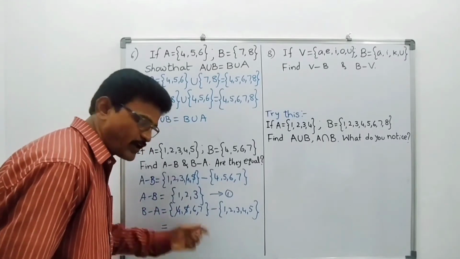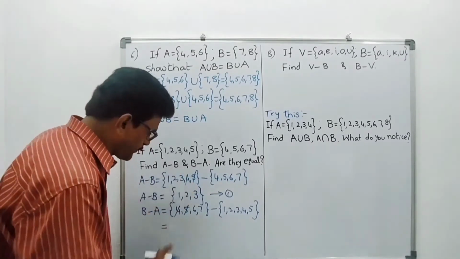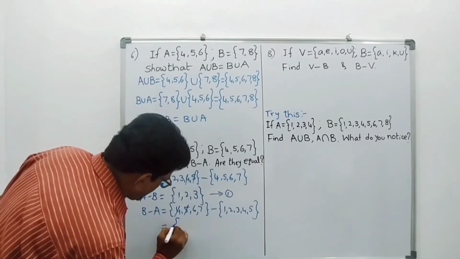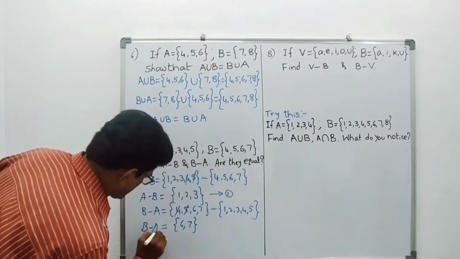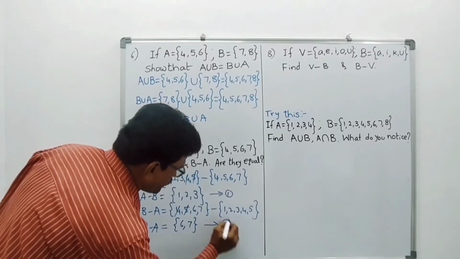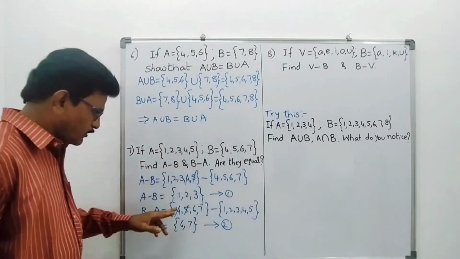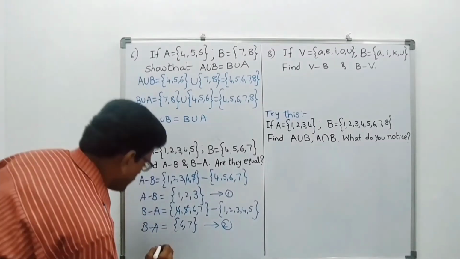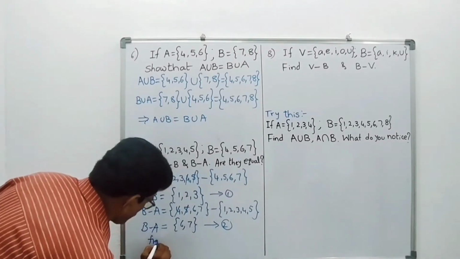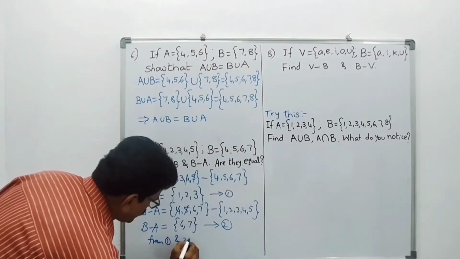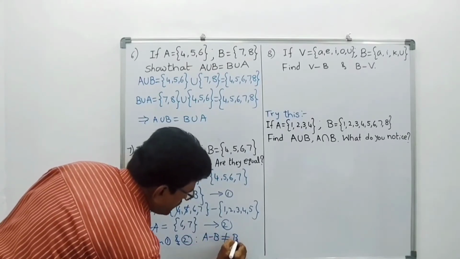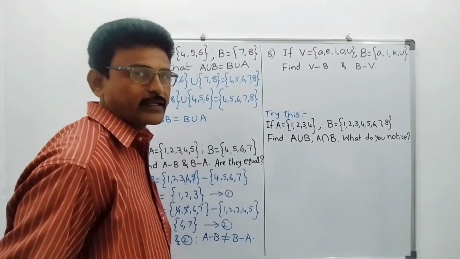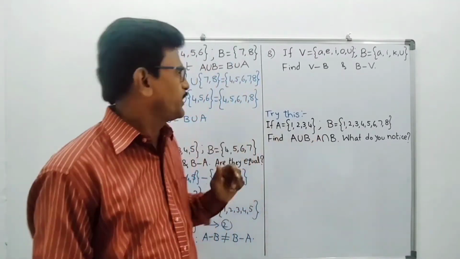From 4, 5, 6, 7, we have to cut the A intersection B part. That is 4, 5. Now the remaining elements are 6, 7. This is B minus A, equation 2. Now from 1 and 2, here 1, 2, 3 elements, here 6, 7 elements. So from equations 1 and 2, we can say A minus B is not equal to B minus A.